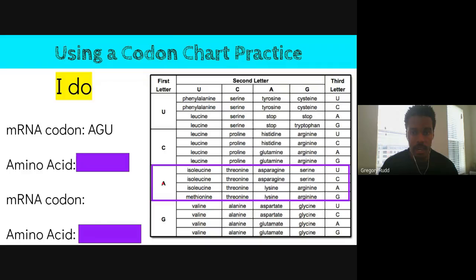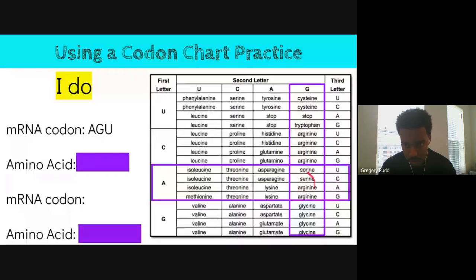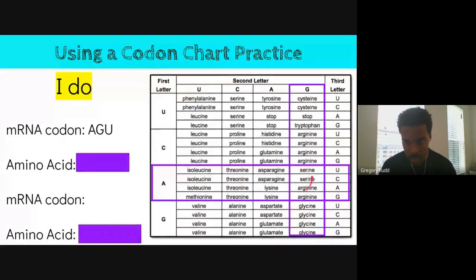My second letter is G, which means I need to be looking in this column. So I'm looking in the overlap right here. Nothing else matters, just this section. And my third letter is U. So here's U right here. So I need to look right here, and that tells me my amino acid is serine.